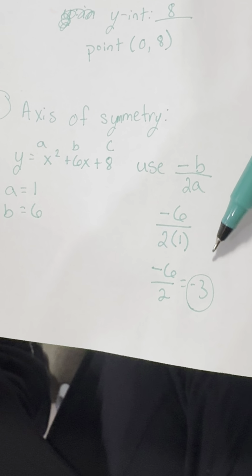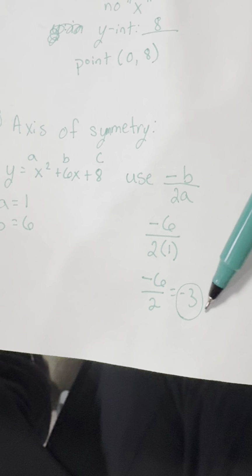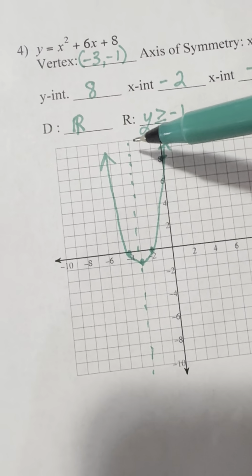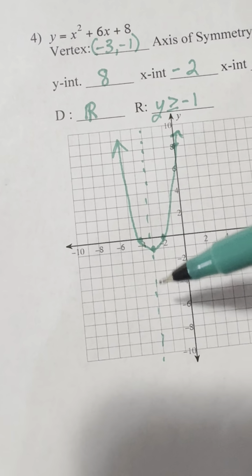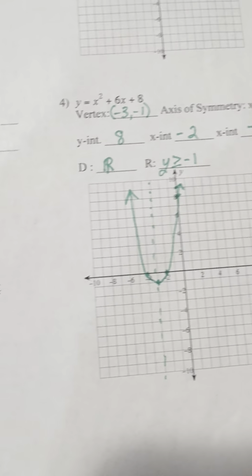This you could go ahead and just type into your calculator, or you could solve it out, and you should get -3. So our axis of symmetry, that's this dotted line here, goes through -3. So axis of symmetry is -3.